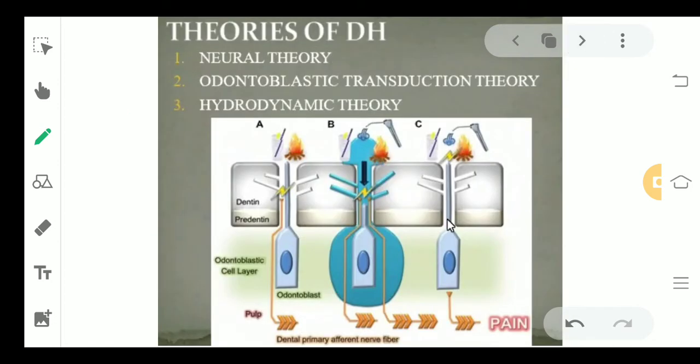Moving ahead to the theories of dentinal hypersensitivity. Right now I'm just telling you the heading, but then we can have a separate topic discussion on these particular theories. If we see the theories of dentinal hypersensitivity, there are three commonly said theories: the neural theory, odontoblastic transduction theory, and the hydrodynamic theory.